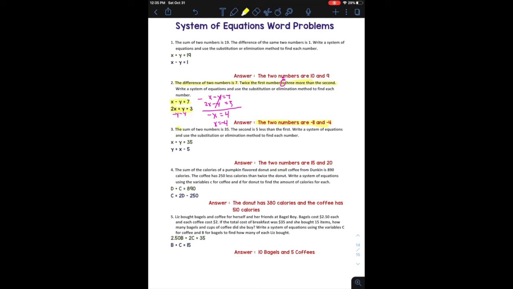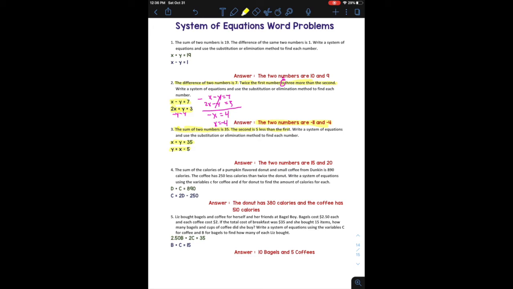In number 3, it tells us the sum of the two numbers is 35. So that would be represented as x plus y is 35. And the second sentence says the second number. I used y for the first equation, so I have to use y for the second number in the second equation as well. Y is equal to 5 less than the first, so that would be y equals x minus 5.